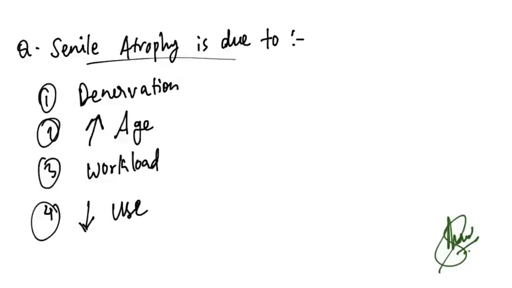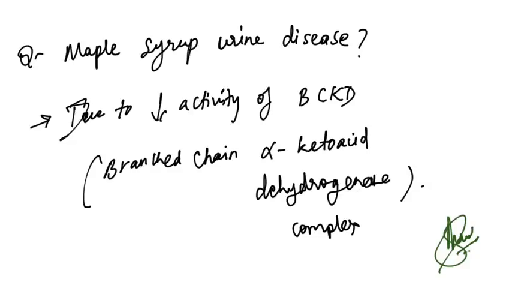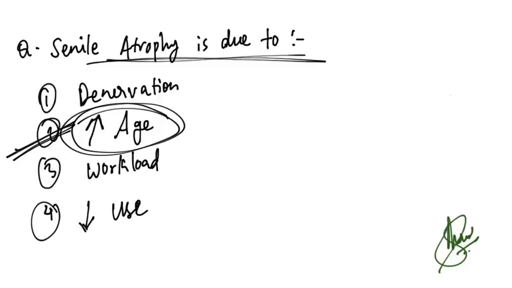Now, senile atrophy is due to, this is a very easy question, increasing age. Senile atrophy is seen with increasing age. The other options were denervation, workload and a decrease in use. But increased age is the most correct answer.